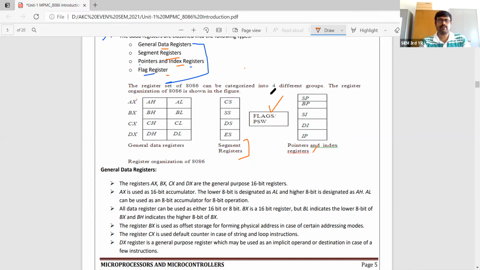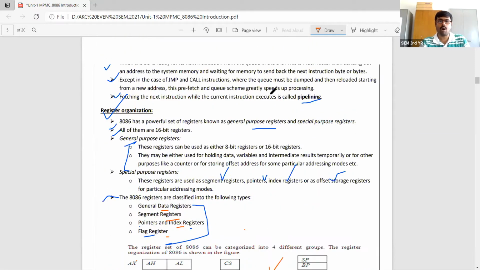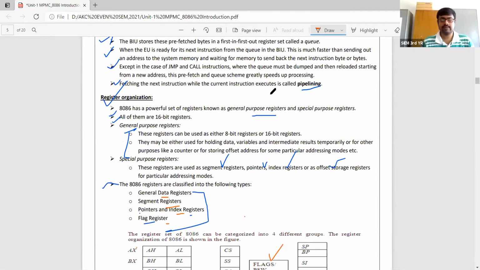This part is very important, because without knowing the architecture and the internal register structure of the 8086, we cannot move further in using the microprocessor. Different operations and programming approaches are directly involved with the different registers that we have just mentioned.